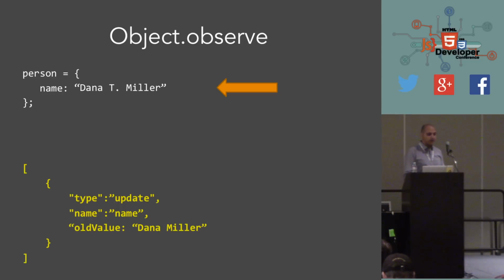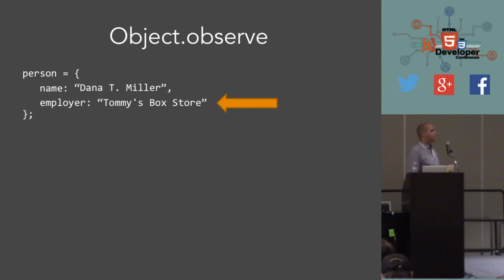The next thing I can do is, let's say for example, add a new property. Let's say Dana starts working at the Tommy's Box Star. Well, we get a new notification that tells us a new property was created and the name of that new property.